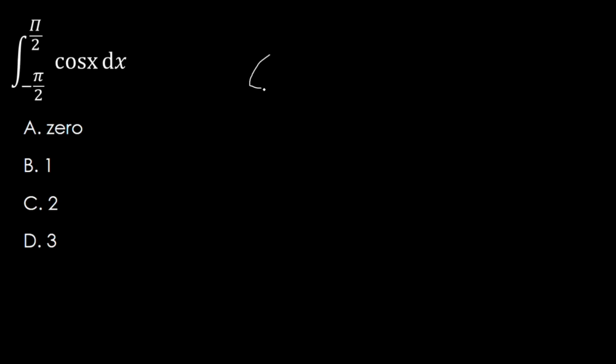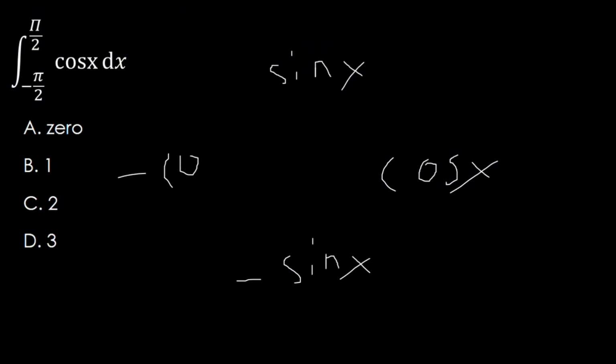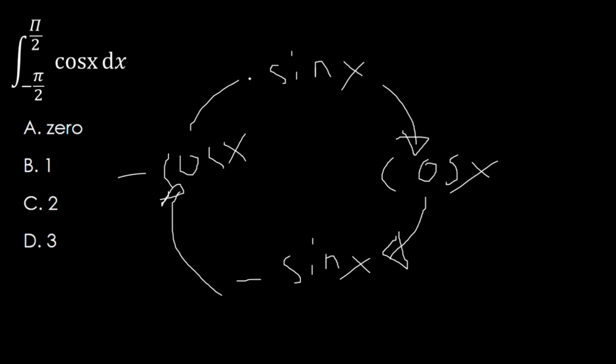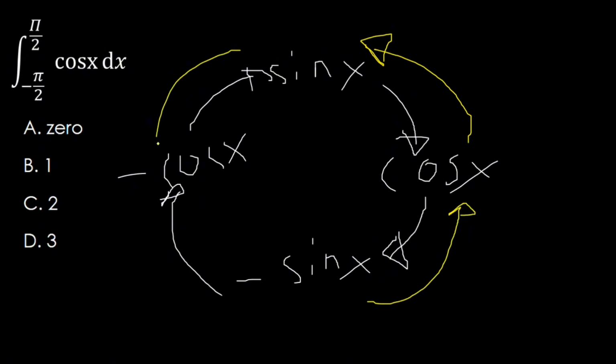Integral of cos x. You know the key principle: we have sin x, cos x, minus sin x, minus cos x. You need to know derivatives very well. If you differentiate sin x, you are going to have cos x. If you differentiate cos x, you are going to have negative sin x, and so on and so forth. On the other side, if you integrate cos x, you are going to have sin x. If you integrate sin x, you have this. If you integrate this, you have this.